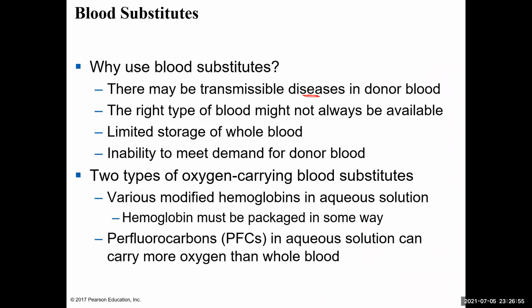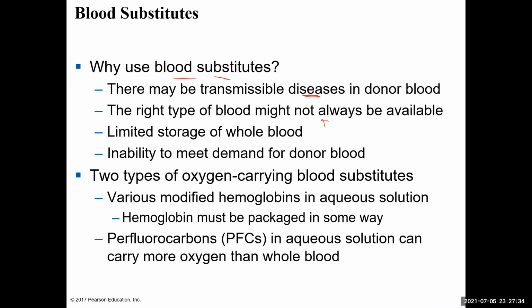And so you would need a blood substitute for AB so that you could get your transfusion and hopefully save your life. There's also limited storage of whole blood donors. You need space to store this blood. And then, sometimes we just can't meet the demand for donor blood, right? We just don't have enough people donating to make sure that we have a sufficient stockpile of donor blood when it's necessary. So blood substitutes can be used in that case.